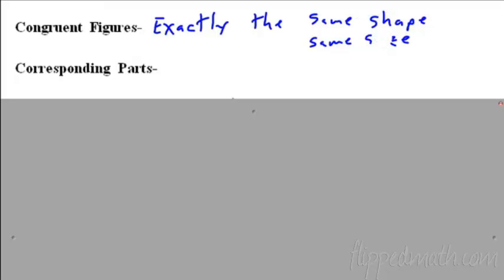Woo, that's rough looking. Let's try that again. Same shape, same size. That has to be exact. So we're not going to just say, okay, these two sides are congruent or these two angles are congruent. We're going to say these shapes are, these triangles, these polygons, whatever. We're going to show that all kinds of shapes are congruent. So what's important about that?